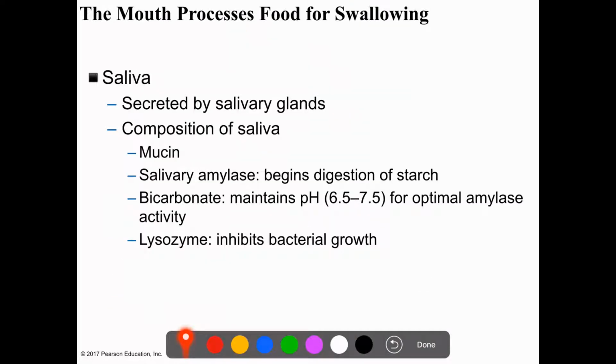Then we have the salivary glands. They secrete the saliva, and the saliva is made of mucins, salivary amylase, which is an enzyme, bicarbonate, and lysozyme, all of which perform different functions, and these are the main things that make up the saliva, and of course water. Most of the saliva is water.